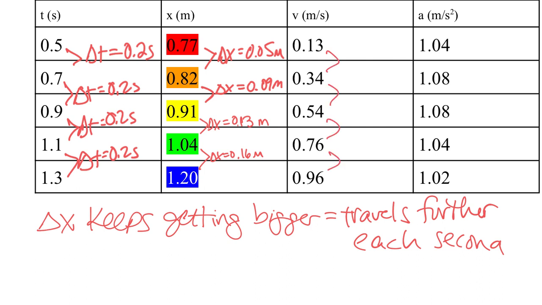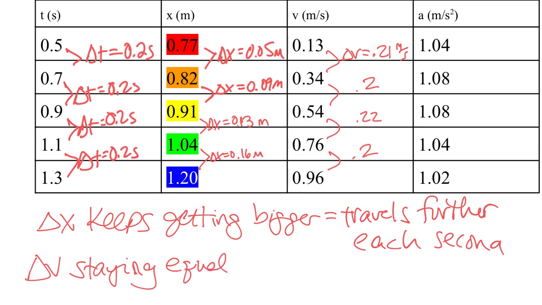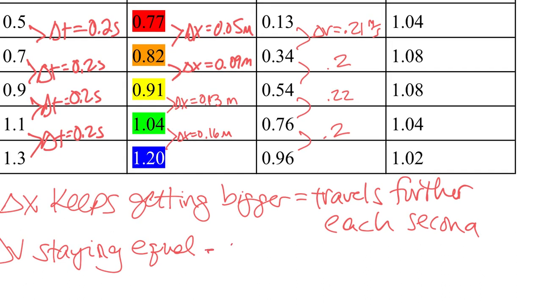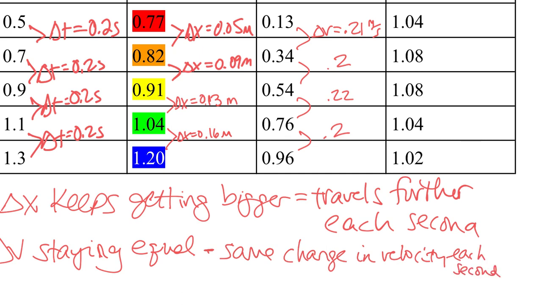What were those? More or less going up by 0.2. Yeah, they were all about 0.21, 0.2, 0.22, 0.2, right? So delta V staying equal, right? It's about the same. So that means the same change in velocity each second. Oh my goodness, my handwriting leaves something to be desired.